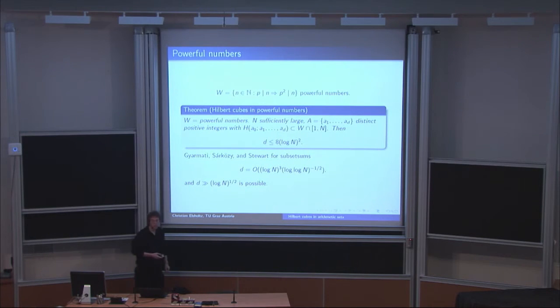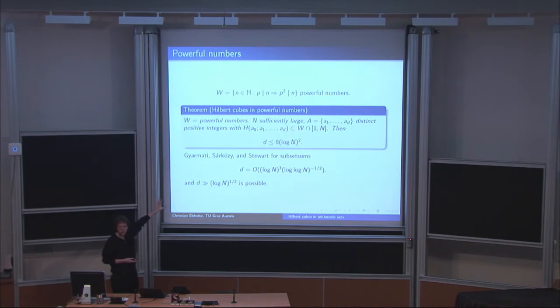Well, that actually is an improvement on a result by Gyarmati, Sárközy and Stewart, who proved, in the special case of subset sums, log n to the cube divided by something small. And actually, in this situation, also the truth is of logarithmic size. We just do not exactly know the exponent, so they can construct a lower bound of square root of log n.